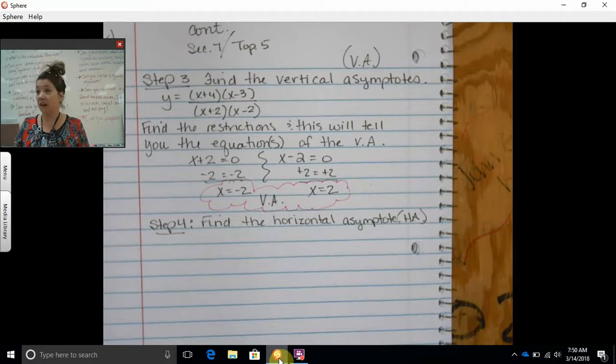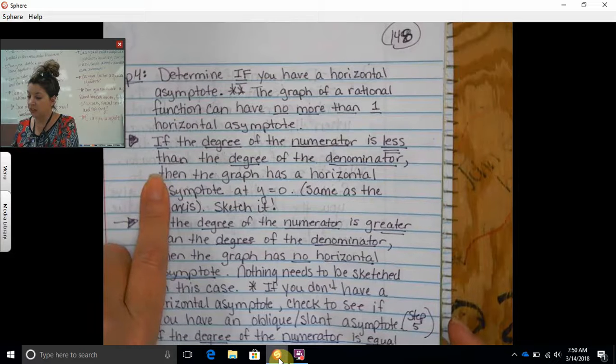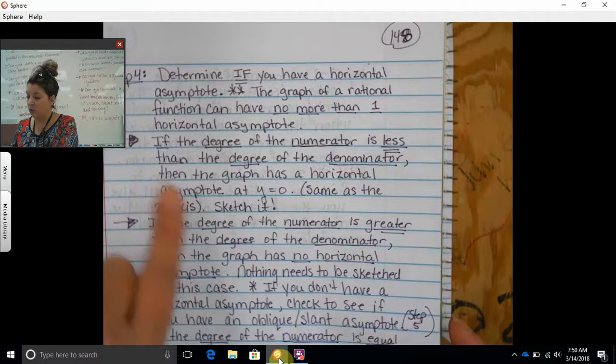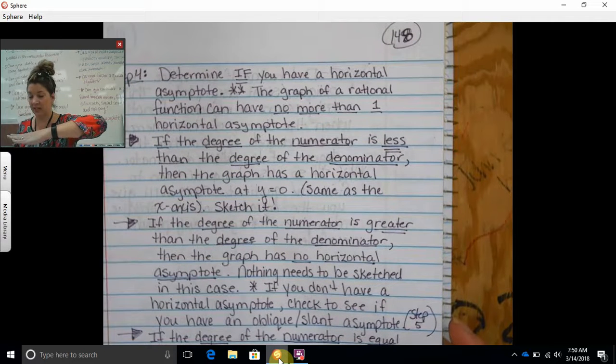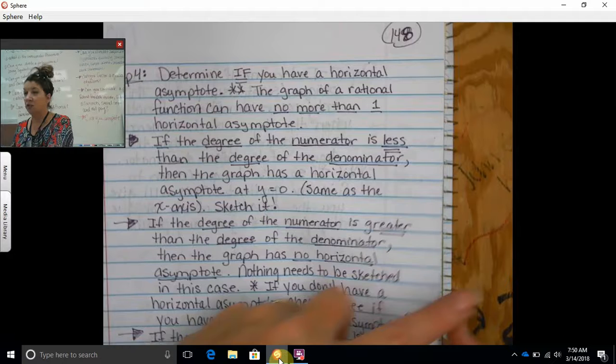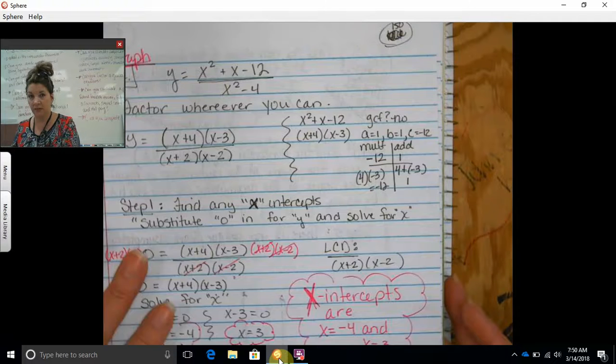So, well, how do you do that? Well, let's go back to step 4. Step 4 says, if the degree of the numerator is less than the degree of the denominator, then the graph has a horizontal asymptote at y = 0. So that's the same as the x-axis, and we could sketch that. So this is about degrees. So let's go back and look and see how many degrees we have.